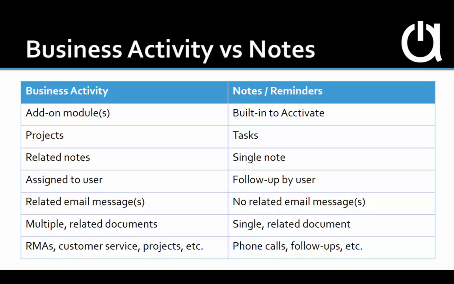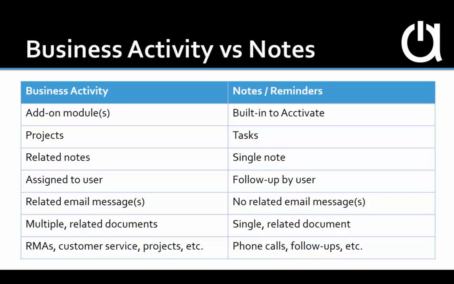But notes or reminders are built into Acctivate and are used through the business alerts utility. Now, business activities are used for projects, while the notes are used more for tasks or one-off scenarios, or just reminders to get in contact with a customer. It's not necessarily something you're going to be tracking on an ongoing basis. And business activities can have their own notes related to the specific business activity.